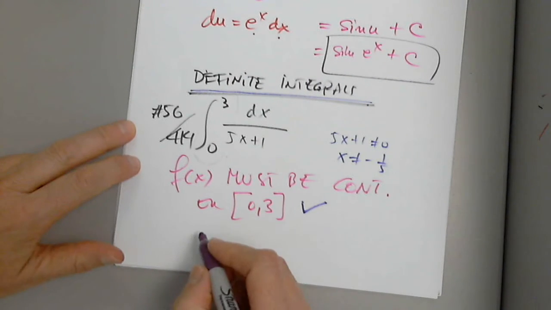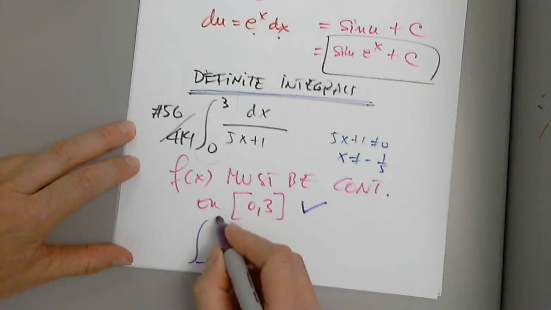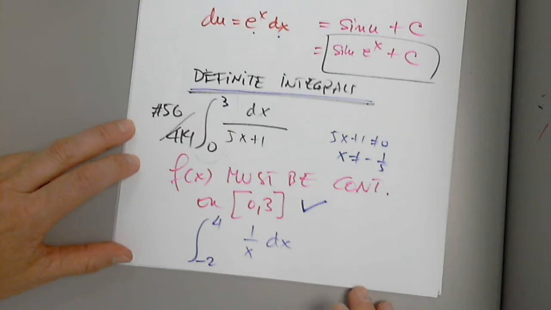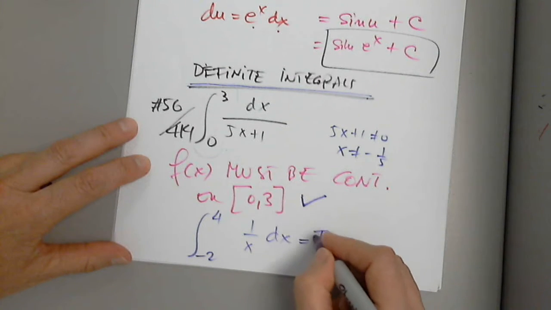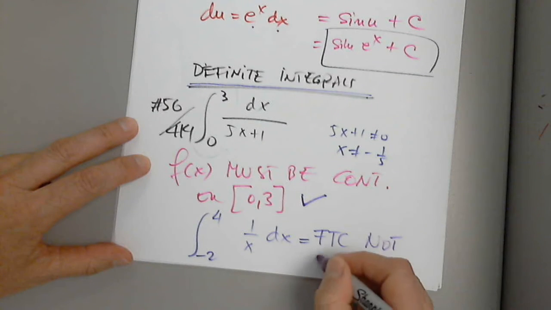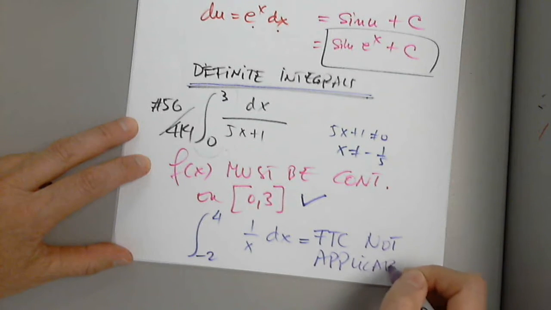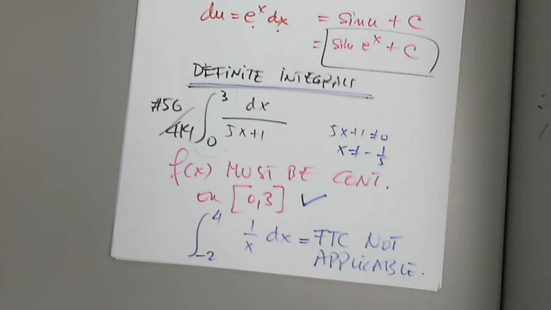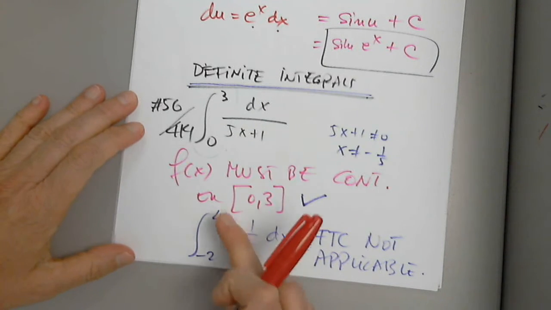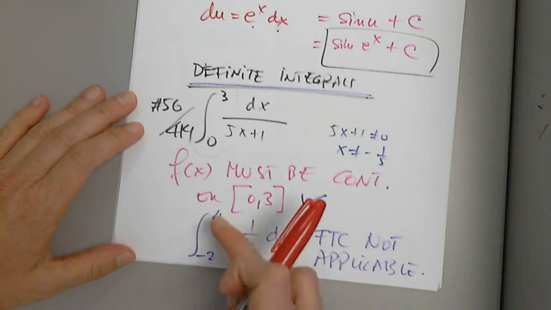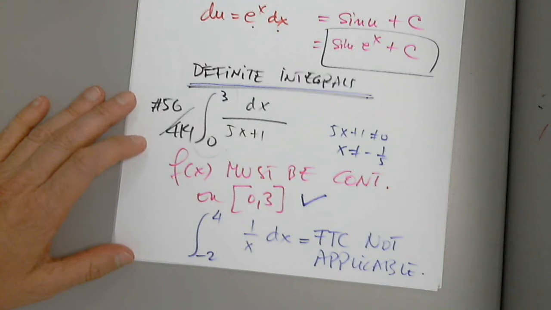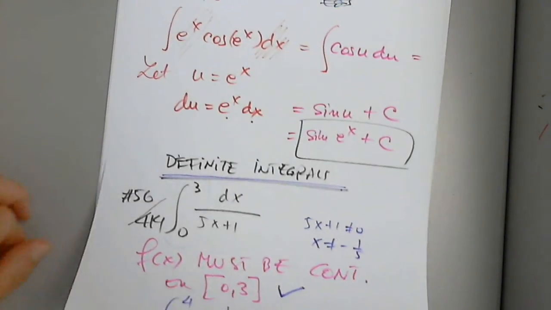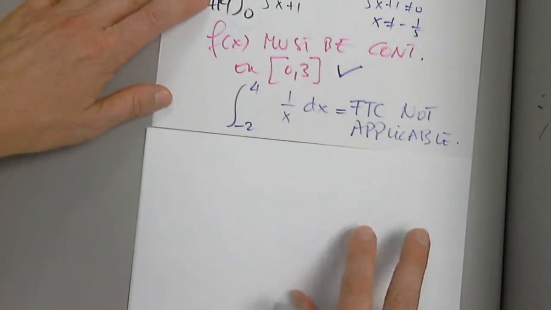So for example, if I ask you to find the integral from -2 to 4 of 1 over x dx, you must write fundamental theorem of calculus not applicable. You have to wait till Calc 2. Because x can be 0. Exactly, and 0 is in the interval -2 to 4. Is that clear? Okay, so coming back to our problem, I'm going to copy it here one more time.